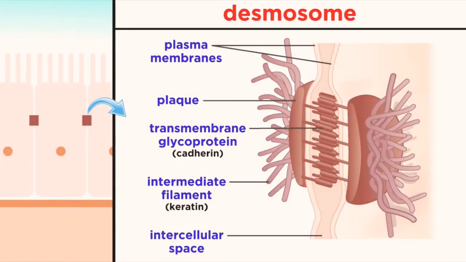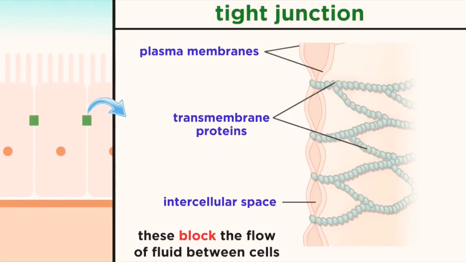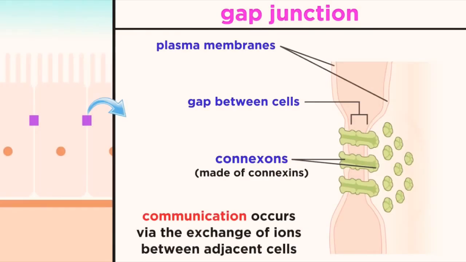They are often bound together by desmosomes, which connect adjacent cells with filaments. Depending on the specific function of a tissue, there can also be tight junctions, which block the flow of fluids between cells, and gap junctions, which are pores that connect adjacent cells, allowing for communication via the transmission of ions that can carry electrical signals.